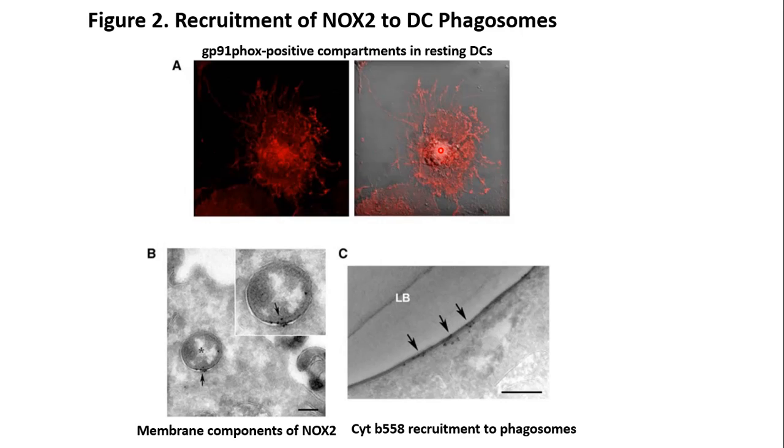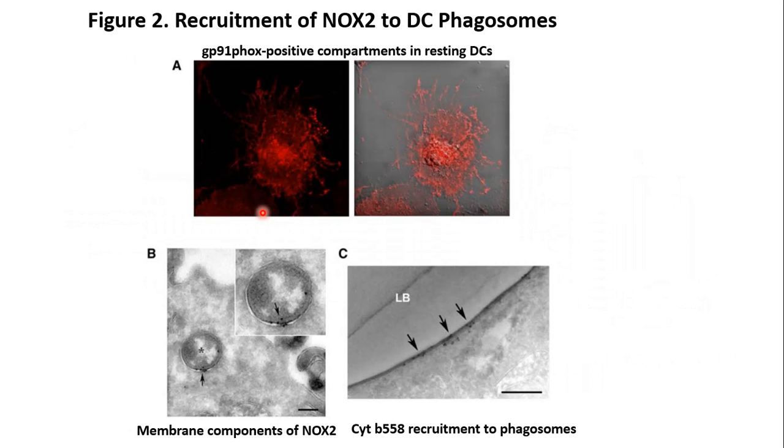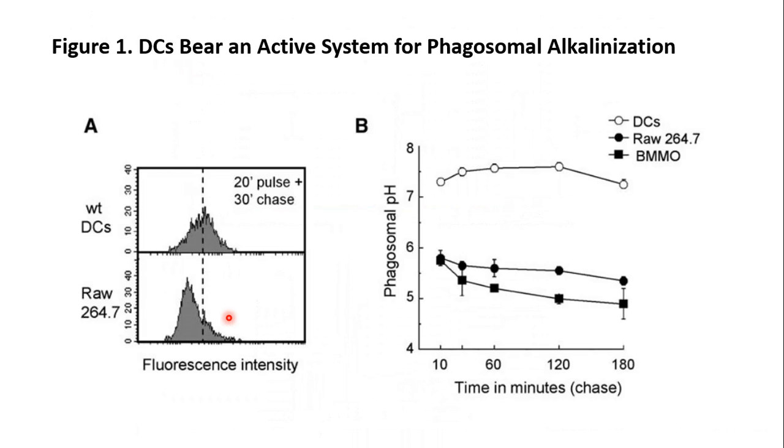They localize to vesicular structures. They are distributed throughout the cell. So in figure 2B, they investigate the morphology of gp91phox positive structures, analyzing the intracellular stores of these cytochrome b558.